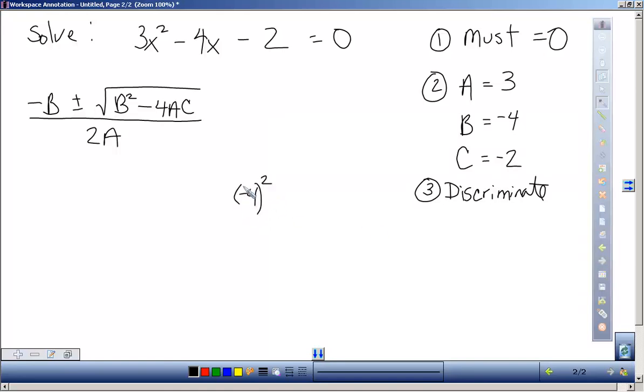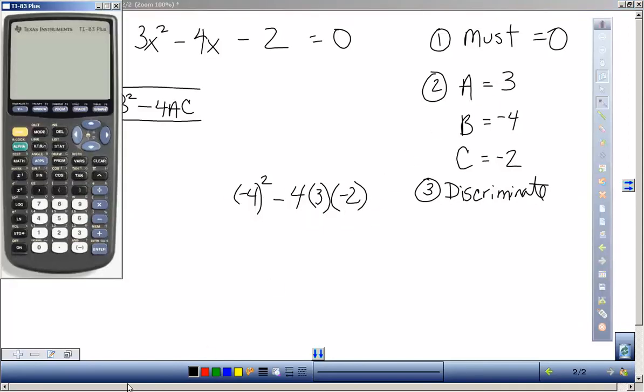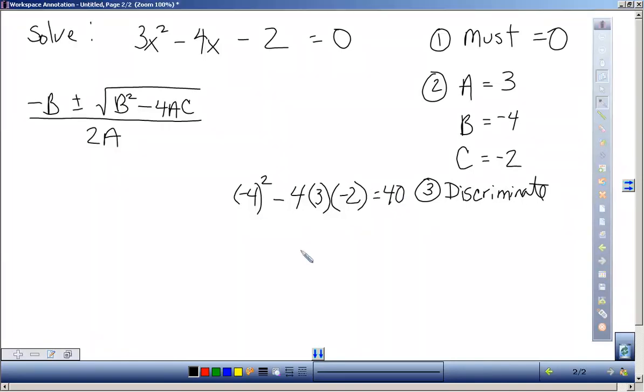So negative 4 squared. Notice I put the negative 4 in parentheses, the squared outside of the parentheses, minus 4 times a times c. Anytime I substitute anything in, I just use parentheses around it. So, negative 4 squared minus 4 times 3 times negative 2. And I hit enter. Okay, 40. So my discriminant was equal to 40.